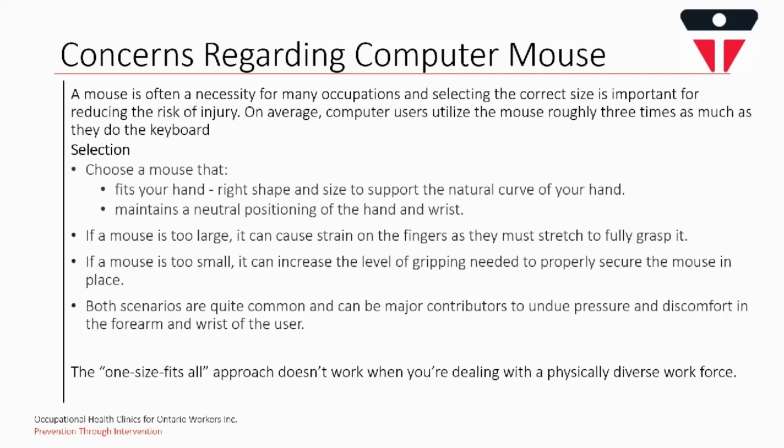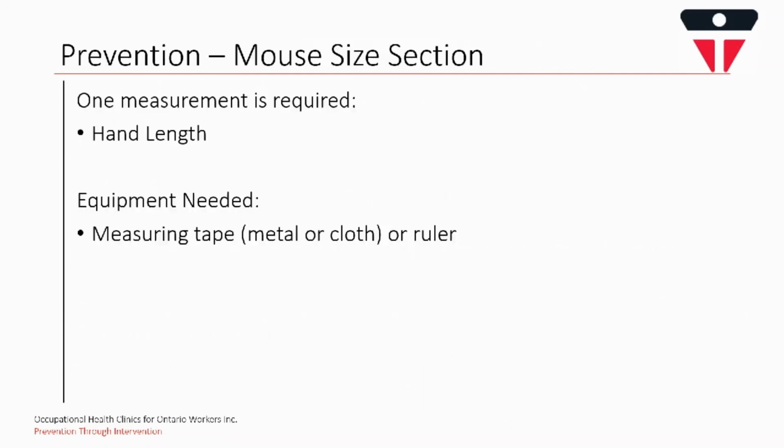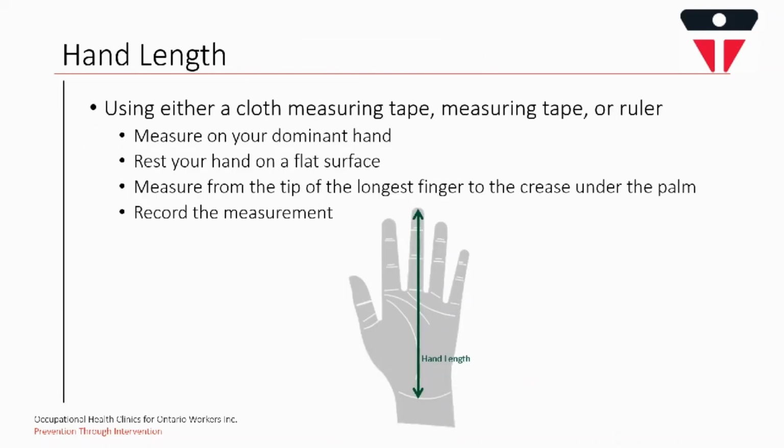So this time only one measurement is required, and that's hand length. And again, we can use a measuring tape, be it metal, cloth, or a ruler. And using the same measurement technique that we did with the glove, we measure on our dominant hand, rest it on a flat surface, measure from the tip of the longest finger to the crease under the palm, and record that measurement. And we then compare it to the table.